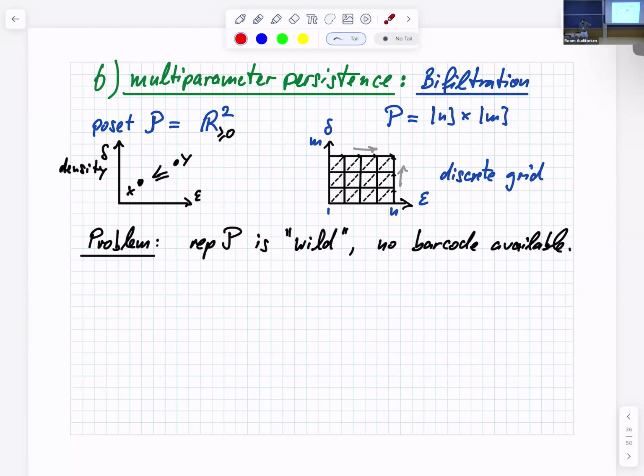The problem is, as we have seen, the barcode exists only for totally ordered sets. The barcode exists only when I have one parameter. And in representation theoretic terms, these posets here, they are what they call wild. And in any case, there's no barcode available. There's no nice, simple visualization of the indecomposables. That's just not there. Yeah. So we have to find other ways to describe, visualize the module that we get.